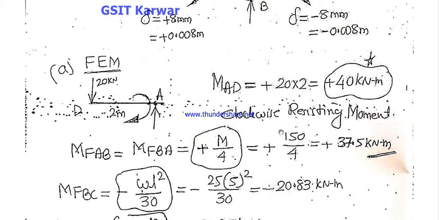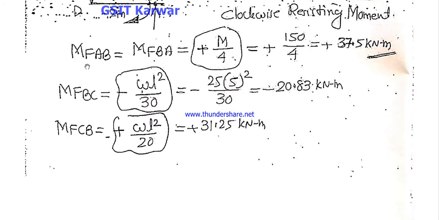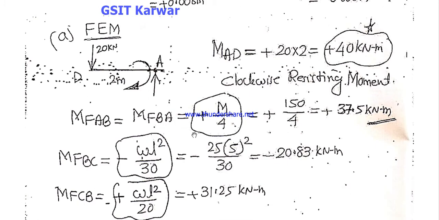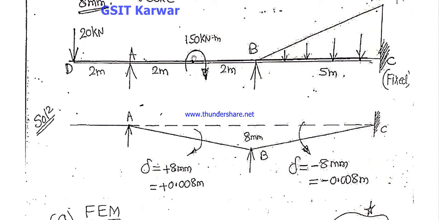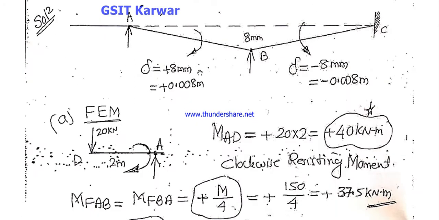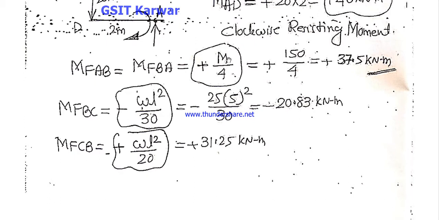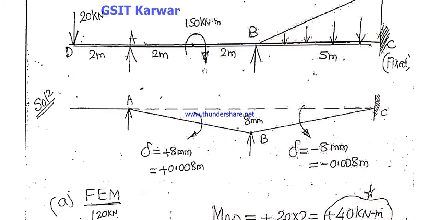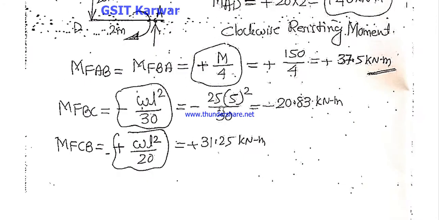Here you should remember the sign convention. A clockwise resisting moment takes a positive sign. Next, calculating fixed end moment AB or BA. Here the load condition is a directly given moment. So how do you convert this moment to fixed end moment? Directly take M by 4, that means moment by 4. The sign is positive because the moment direction is clockwise. The moment given is 150 kilonewton meter, so take 150 divided by 4 and you get the answer 37.5 kilonewton meter.